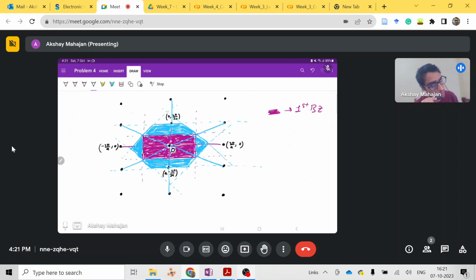Because to reach any of these blue region points from the 0 gamma point, you have to cross these purple black planes. You just have to cross one of them. So those regions come in your second Brillouin zone. And if you go beyond that, then you have to cross these blue black planes as well, which gives you your third Brillouin zone. So this shaded area is your second Brillouin zone. Alright, so for the rectangular system we have drawn both the first Brillouin zone and the second Brillouin zone.